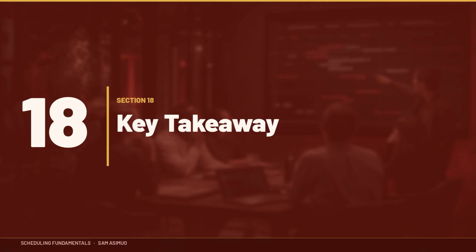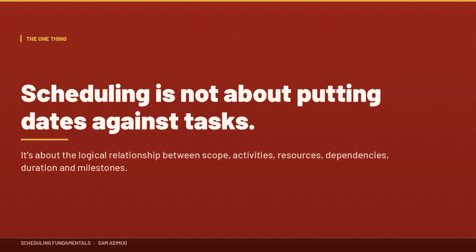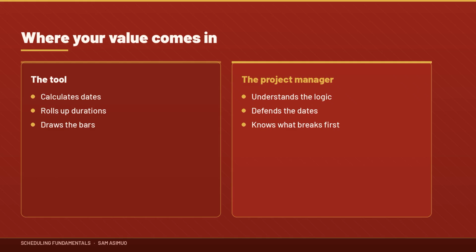Section 18. The key takeaway. If there's one thing I want you to remember from this video, it's this. Scheduling is not about putting dates against tasks. Scheduling is about understanding the logical relationship between scope, activities, resources, dependencies, duration, and milestones, so that you can determine when the project can realistically be delivered. Your scheduling tool can calculate dates, but the project manager must understand the logic behind those dates. That's where your value comes in.